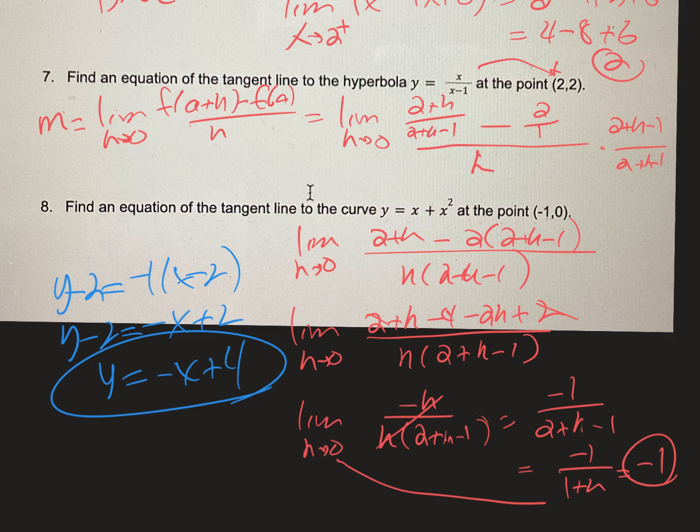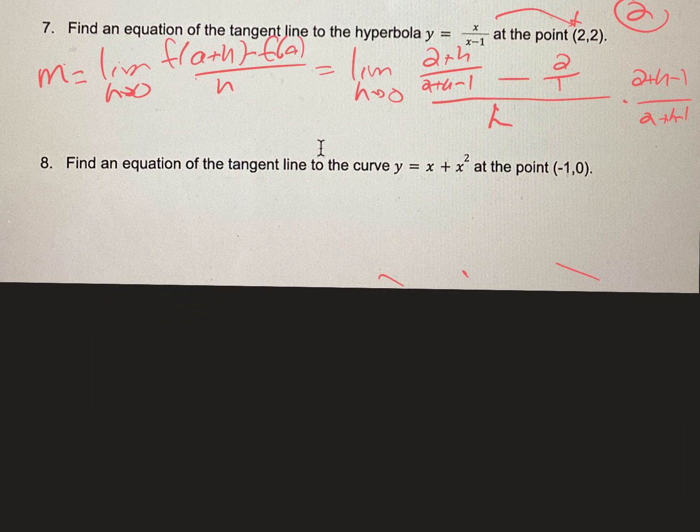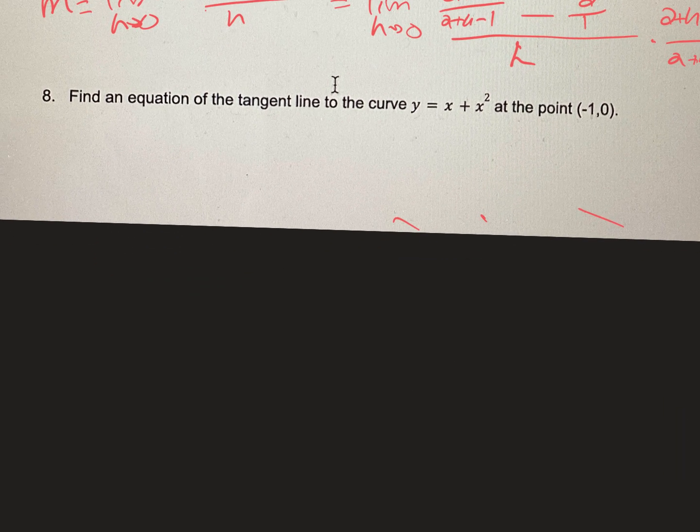Wow. Okay, you might want to stop this. I'm going to erase that so I have room for the next one, because this can be just like the one we just did. So I'm going to erase this bottom part so we have room. All right, number 8, same thing. Find an equation of the tangent line to that curve, y equals x plus x squared at the point negative 1, 0. So same process. All right, here we go. Got to find the slope first.